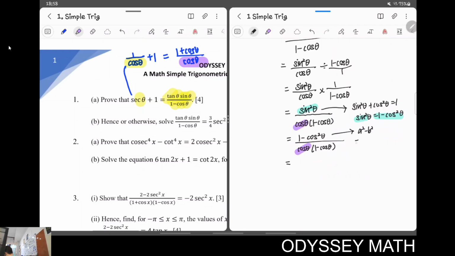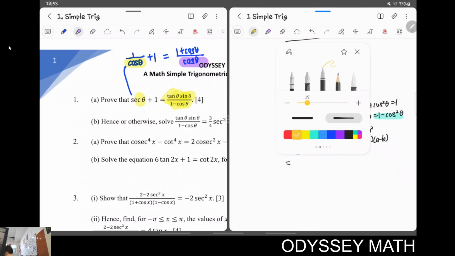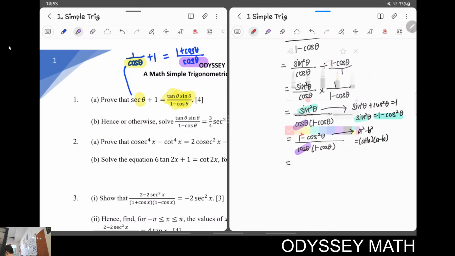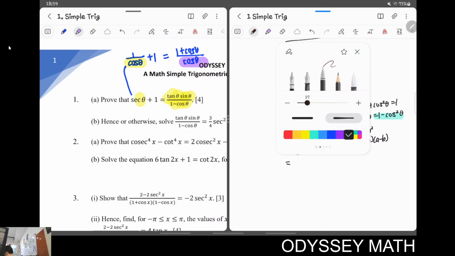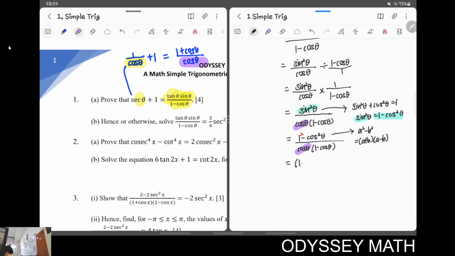Which is equals to (a plus b)(a minus b). And it's well noted that 1 is written as 1 to the power 2. So we can write our numerator as 1 minus (1 plus cosine theta)(1 minus cosine theta) over cosine theta (1 minus cosine theta). Then you cancel these two, can you see? And then we arrive at 1 plus cosine theta over cosine theta. Y'all got it? And then you see, this is exactly this one over here.